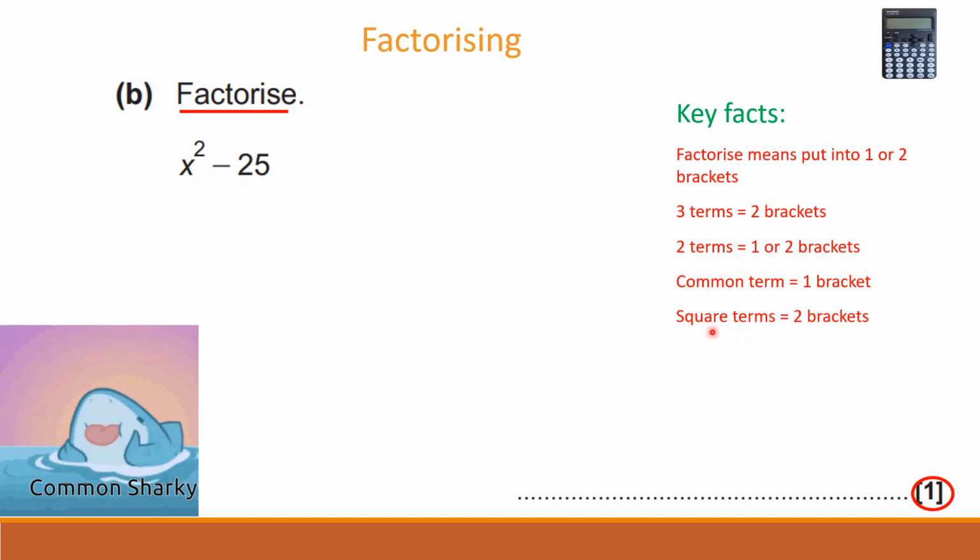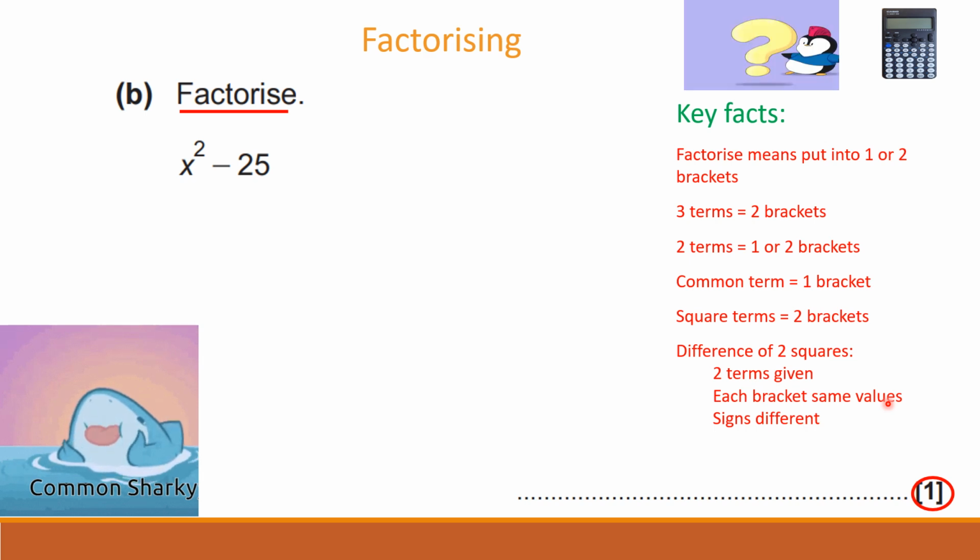So in this case here, we have got square terms. So look here, I've got a square term and I've got a square term here. So x squared is a square term, 25 is a square number. So that means we're going to be going into 2 brackets on this question. We've actually got the difference of 2 squares. So if you've got square terms here, it's called the difference of 2 squares, which means that you've been given 2 terms, and in each bracket you're going to have the same values, but the signs are going to be different in each of the 2 brackets. So the values will be the same, but the signs will be different.